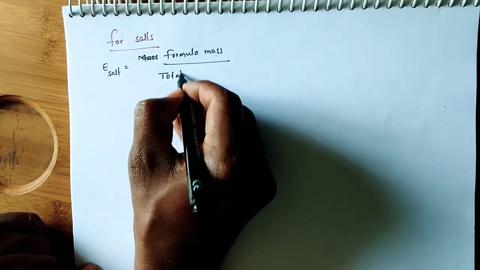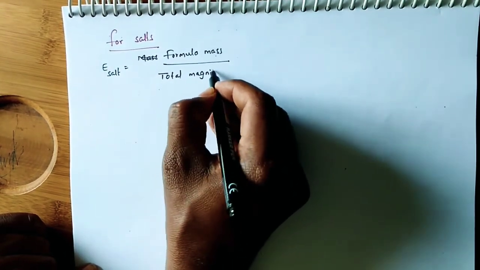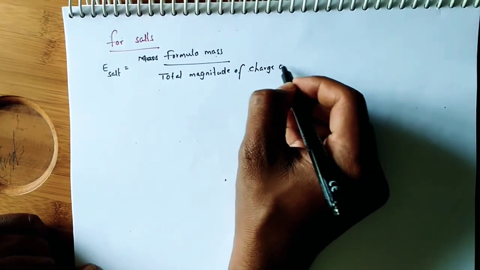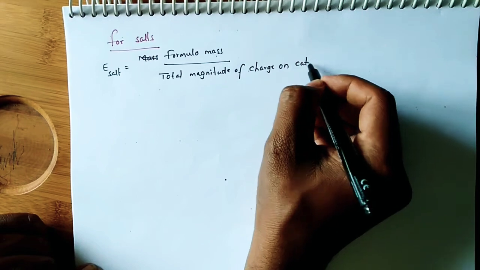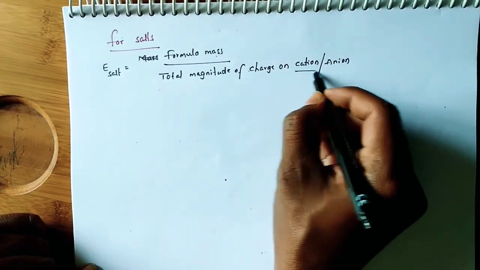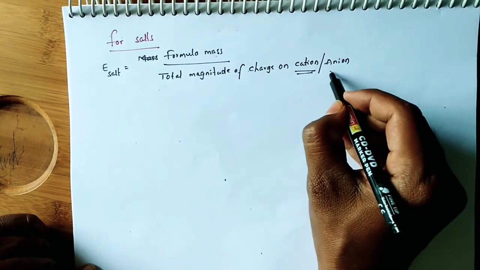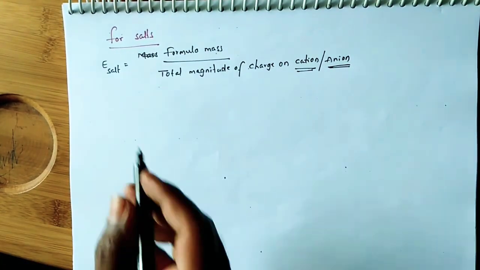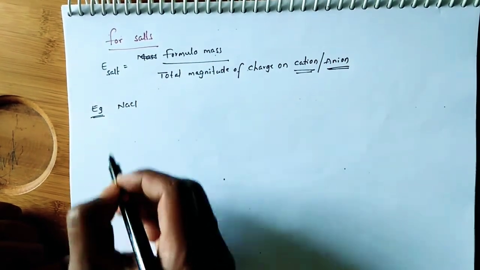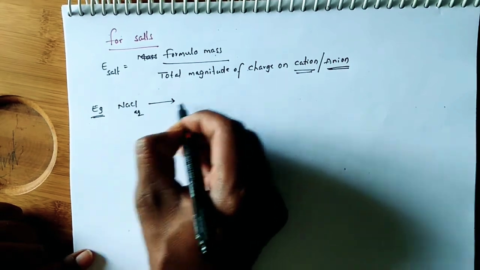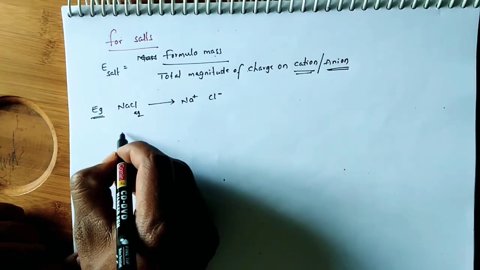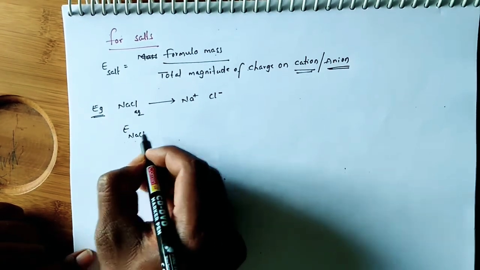the total magnitude of charge on cation or anion, because whatever the charge on the cation, the same will be there on the anion also. Any one we must take. Okay. For example, here I am taking sodium chloride. Sodium chloride in aqueous solution can be dissociated into Na+ and Cl-. This is a salt.